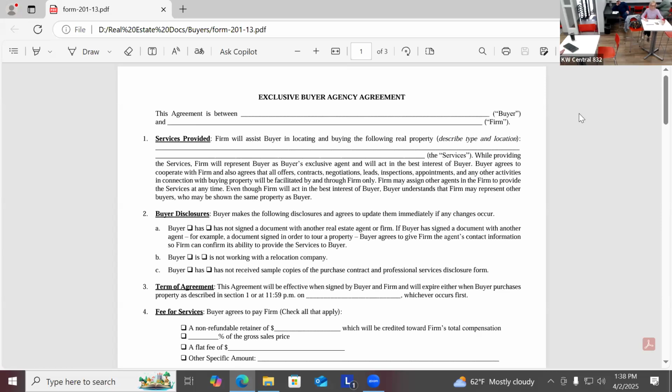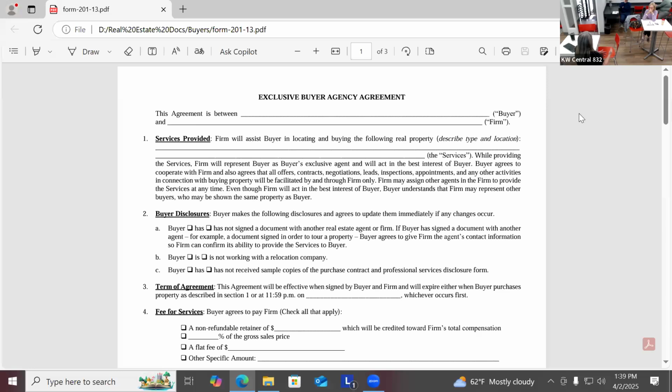Even with that, I'm going to go back to the way before the NAR settlement. How many times did y'all get a buyer agency agreement signed before you showed a piece of property? Hardly ever. You did it when you were making an offer, so you already knew what type of agency relationship you were in.